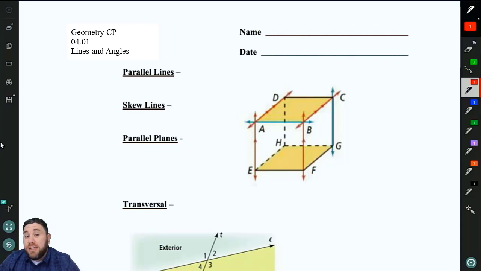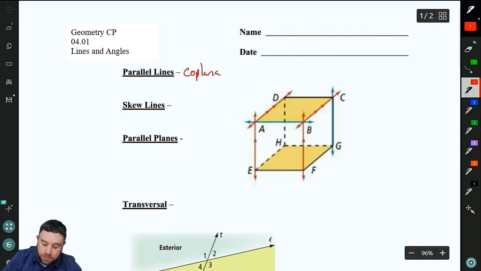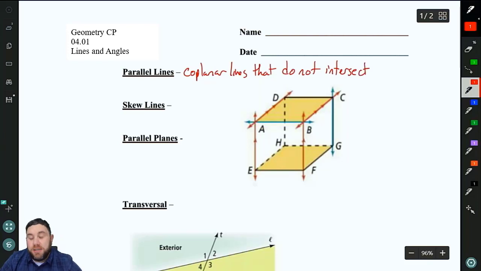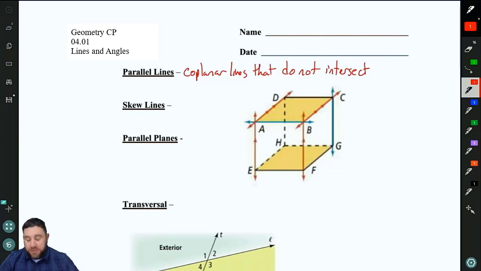We are working on parallel lines in this unit, and we're going to start just with some lines and angles, identifying some lines and angles. All right, parallel lines. These are coplanar lines that do not intersect. When you first learned about parallel lines, you were probably taught they're just lines that don't intersect, but it is important to say that they are coplanar because they have to be on a flat surface to be parallel. And we'll talk about other lines that don't intersect in a moment.